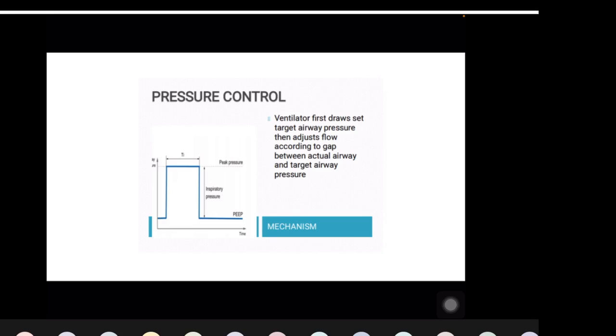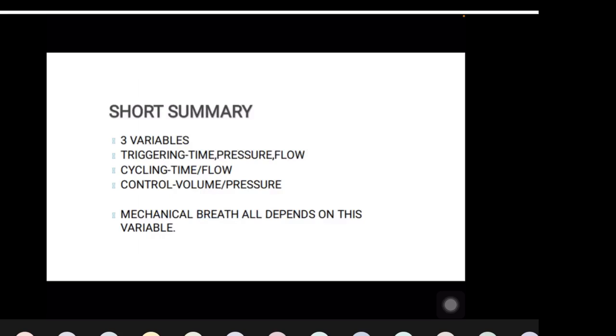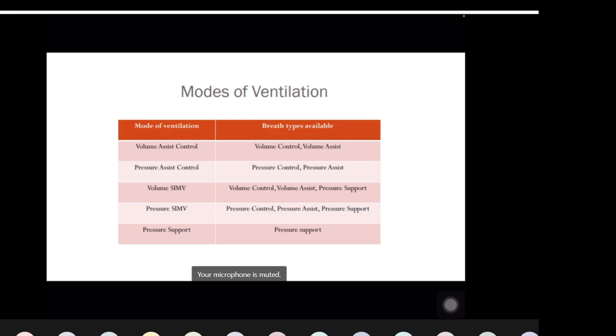So in short summary, there are three variables: triggering, cycling, and controlling. Triggering can be time, which is provided by the machine, or it can be pressure or flow, which is determined by the patient. Then there is cycling, which can be time or flow cycling, and then there is control, which can be volume or pressure control. So these are the various modes of ventilation. The most important one that we have to understand is the control mode of ventilation.